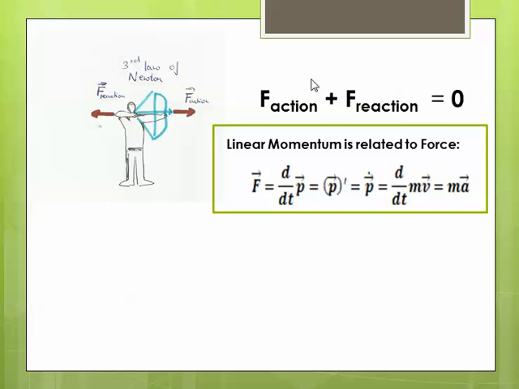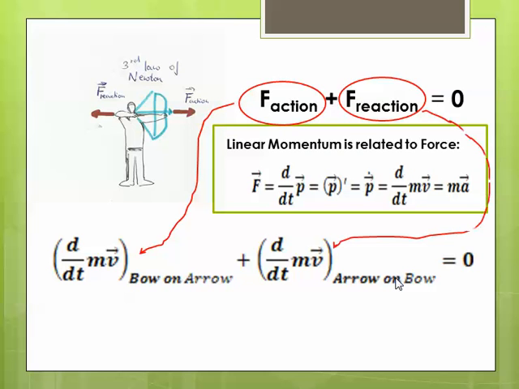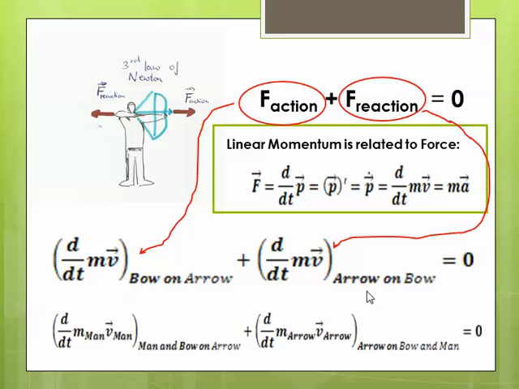So here we've got a force, the action force, which was a force exerted by the bow on the arrow. And then we've got the reaction force here. So here we've got the action force by the bow on the arrow, and here we've got the reaction force by the arrow on the bow. The sum of these must be 0. So we need to be a little bit more precise. So we put in the mass of the man and the velocity of the man, and the mass of the arrow and the velocity of the arrow.